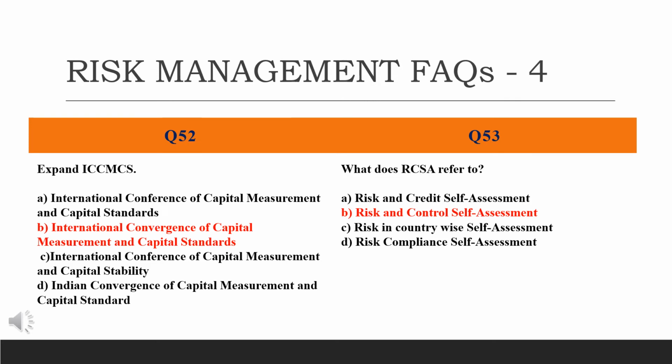Under RCSA, a product, a process or an operational risk area is selected and studied to identify the inherent risk involved. The control measures that are in place to mitigate the risk are applied. So the effectiveness of these controls and the net resultant residual risk left to be faced by the bank. I would repeat once again, the answer is B, risk and control self-assessment, RCSA.